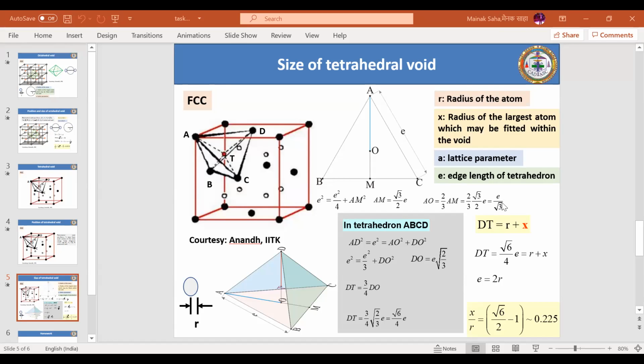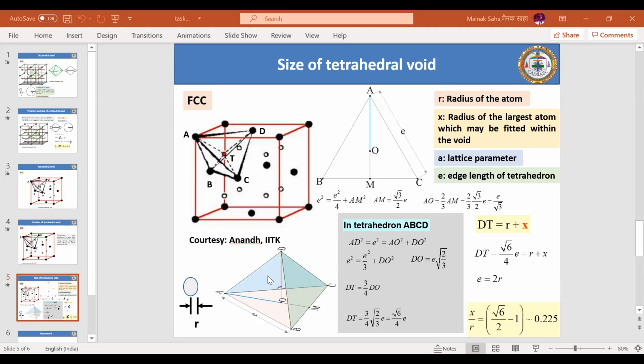Up to here it was done. I was explaining this E by root 3. Now we are not interested in only this, because we want to know the size of the atom which can be placed at T. That is, the radius of the largest atom which can be placed at position T. So what do we do? You take a tetrahedron. That's what I told you.